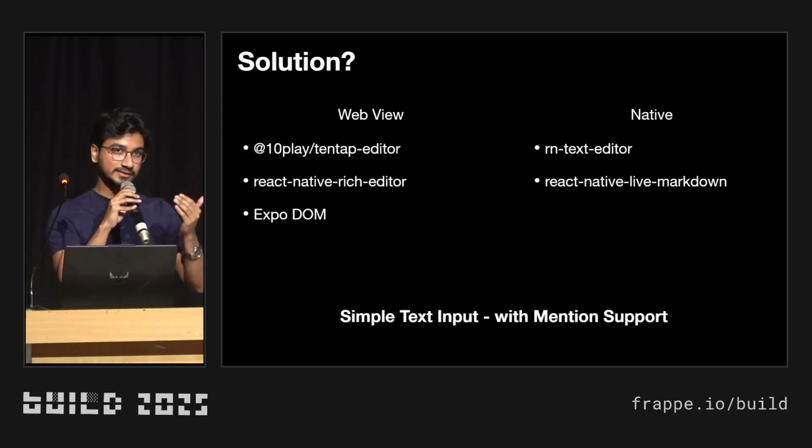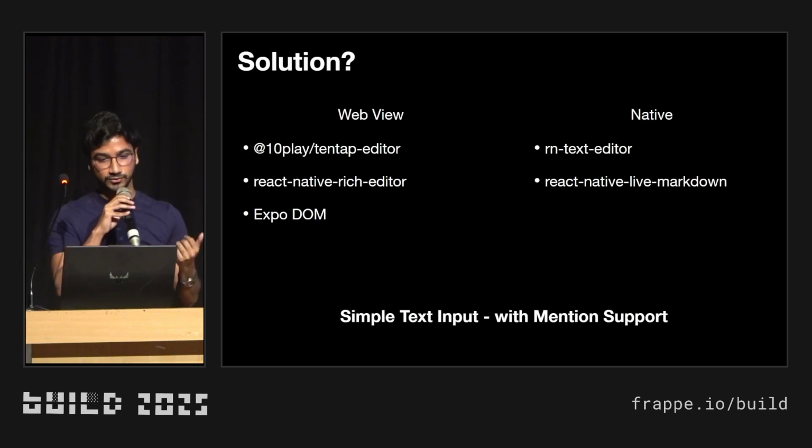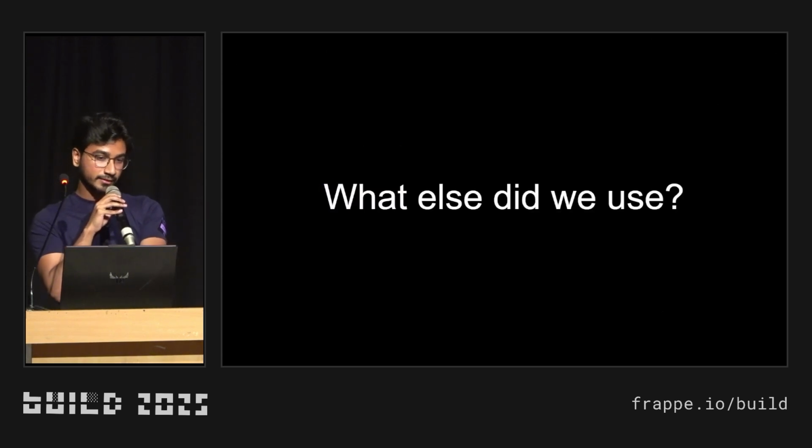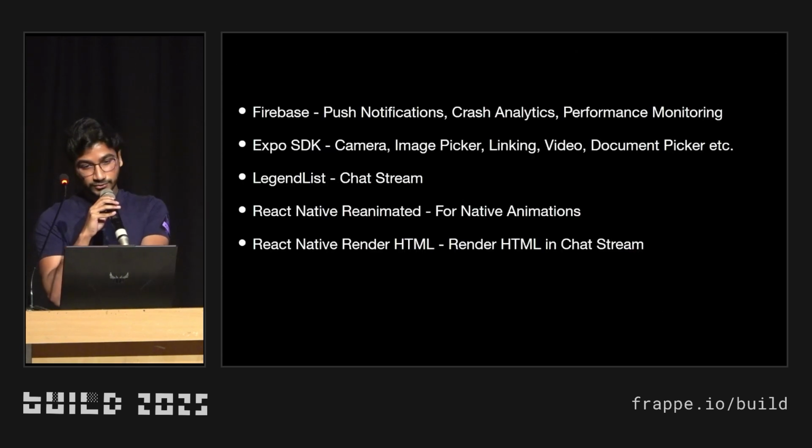So Expo DOM is what Expo suggests. It's like a directive which you add to run web components inside a mobile app. So if you have heard of server-side components, you can add a directive directly to the file, and the whole file is coded in basic HTML or JSX, and that runs on your mobile app. So for editing the message, we are using Expo DOM. And yeah, moving on, what else did we use?